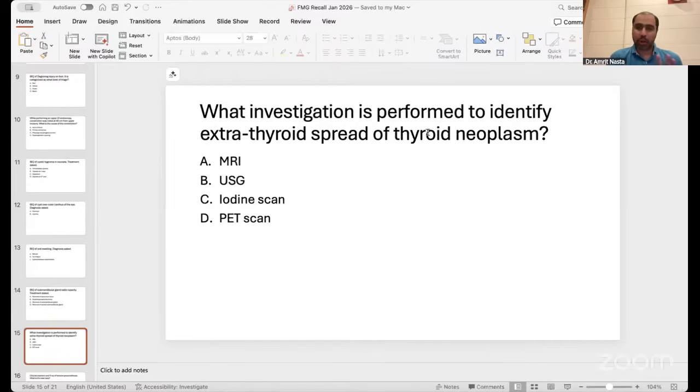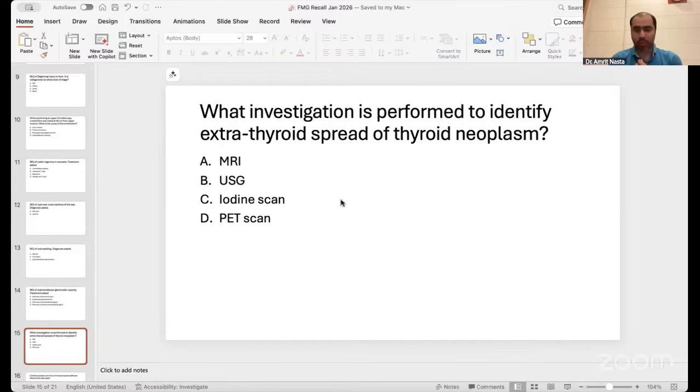So they had used these words, thyroid neoplasm. And the question was asking how to look at extrathyroid spread. Was it extrathyroid spread or was it metastasis? Because if it is distant metastasis, then you will do iodine scan, whole body radioactive iodine after 3 to 6 weeks. If it is extrathyroid spread, then it should be MRI.